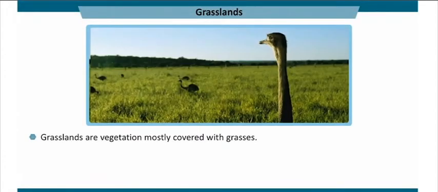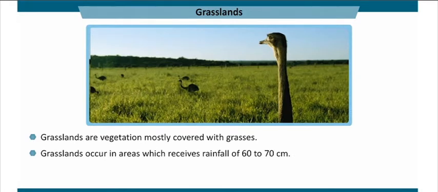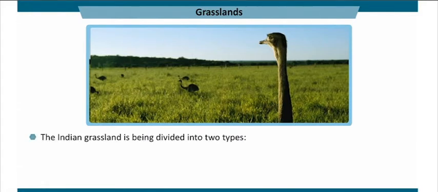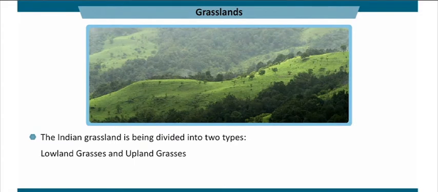Grasslands. Grasslands are vegetations mostly covered with grasses. Grasslands occur in areas which receive rainfall of 60 to 70 centimeters. Indian grasslands are not like the grasslands of Europe and Africa, like steppes and savanna. The Indian grassland is divided into two types, lowland grasses and upland grasses.